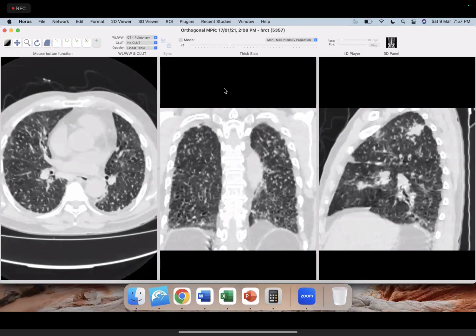Is it normal to have some amount of air trapping? Yes, of course. In the elderly, you can always see some air trapping, so you need to be a little careful before you label anything as air trapping.